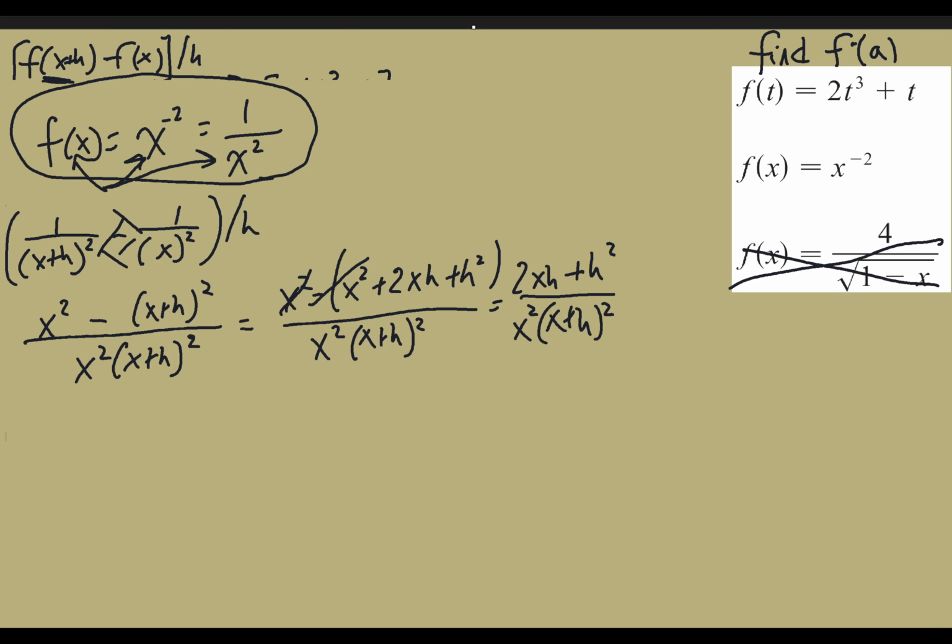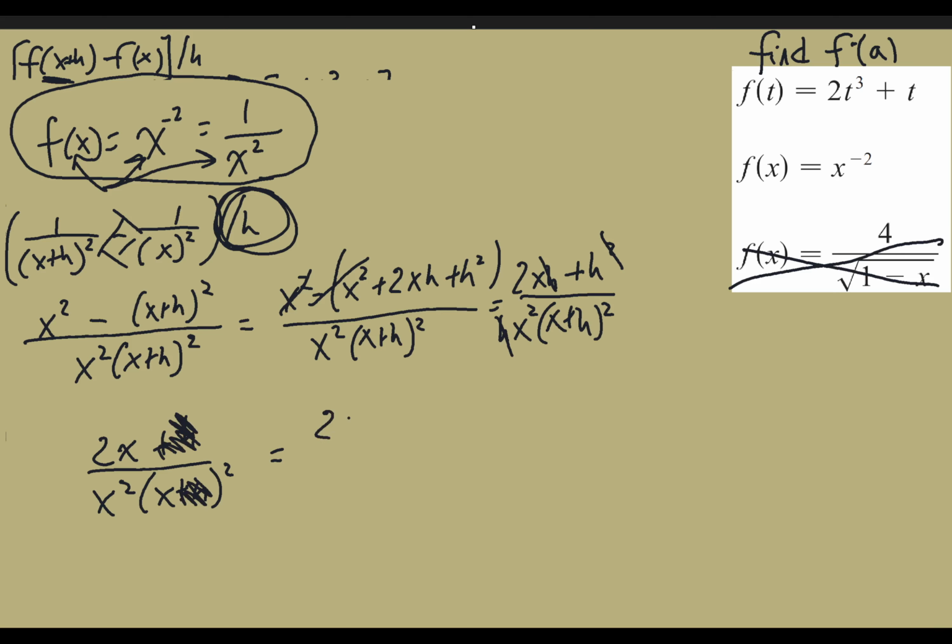Do I have an h to put on the bottom? I do. See that one we left out there? So I'm going to put that h in front like that. And let's go ahead and cancel him right out first. So far I'm looking at 2x plus h over x squared times x plus h squared. Okay, this looks about as far as we can go with any kind of cancellation. So we'll go ahead and plug in 0 for h now. Now it's gone. That's gone.